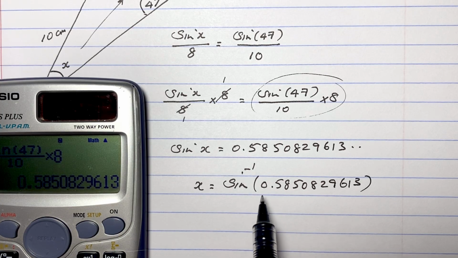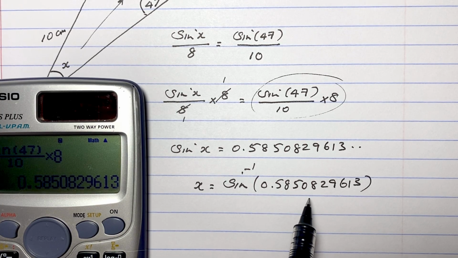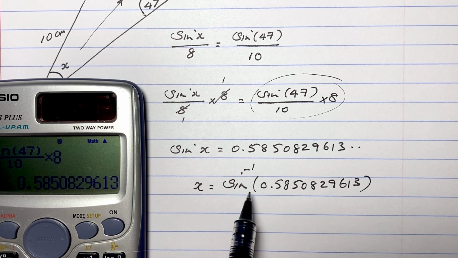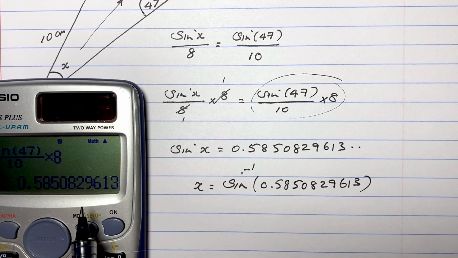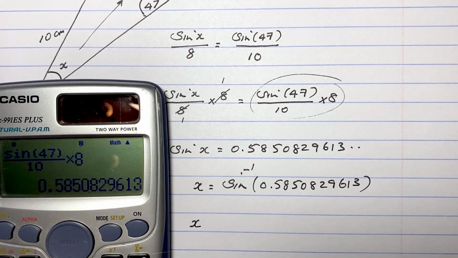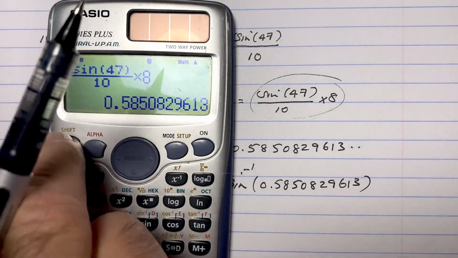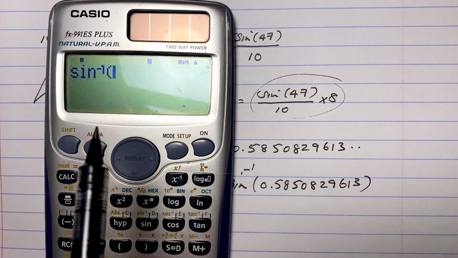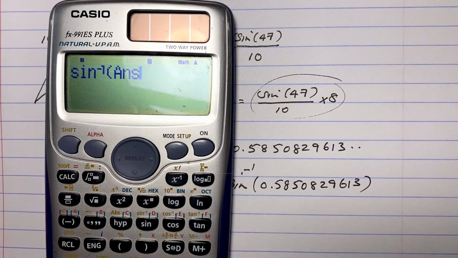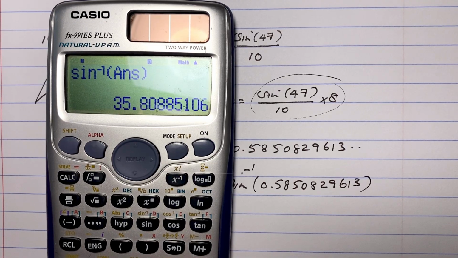You can only enter the first 5 decimal places, or maximum 6 decimal places. You don't need to enter all of them. Or you could just use the answer in the calculator. When you press inverse sine, and the calculator asks me to enter a number, I just put the answer which the calculator already had in the previous operation, and that tells me the angle I was looking for is 35.8 degrees.